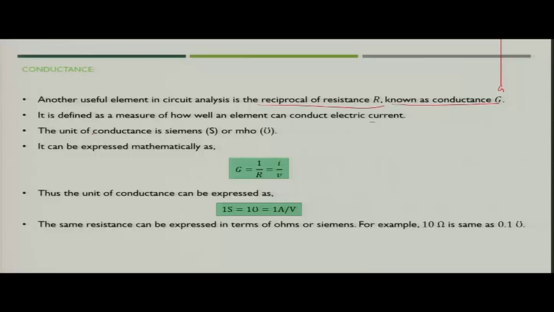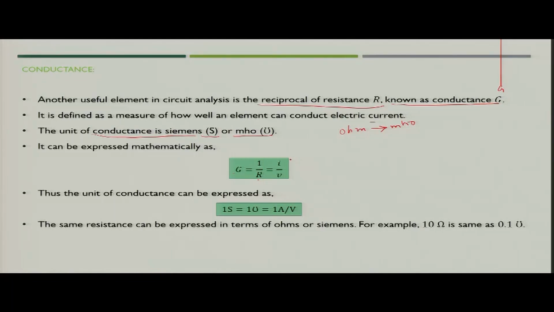So, the unit of conductance is given in Siemens, or alternatively you can say as mho. Mho is nothing but the opposite of ohm. So, if you write ohm in an opposite fashion, it will become mho. So, it is just easier for you to understand or to remember that mho is the unit for conductance. Now, it can be expressed mathematically as G is nothing but 1 by R.